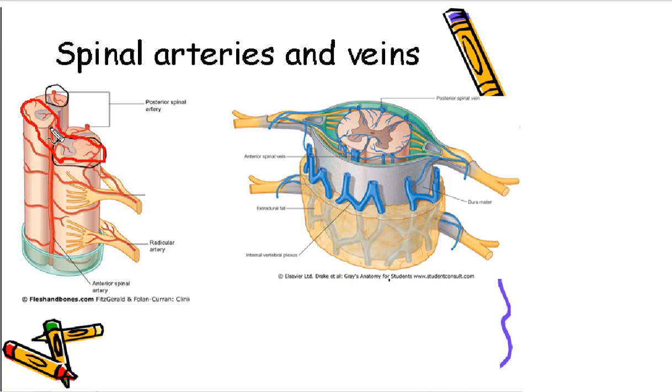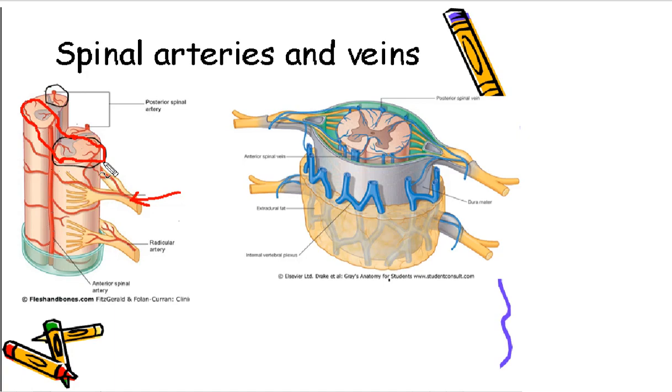The posterior spinal arteries just supply the posterior one third of the spinal cord, so they supply the area of the dorsal columns. Now here you can see these are the feeder arteries. You can see how they pass in with the spinal nerves, and then divide along the anterior and posterior roots to supplement the anterior and posterior spinal arteries.